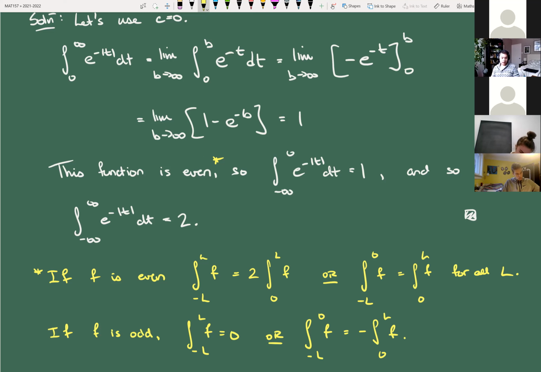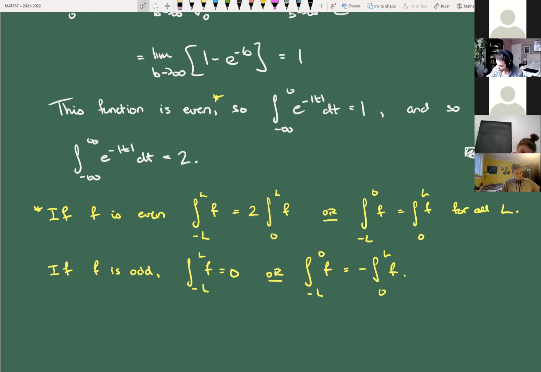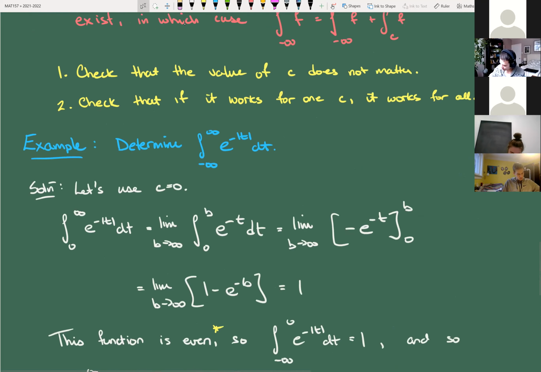Okay. And you can all check these. This is just substitution. The proof is 100%: just break your interval into negative L to 0 and 0 to L, apply a substitution, and it works out, right? So use substitution and give those a shot. So I've given you a couple things now that you have to check.